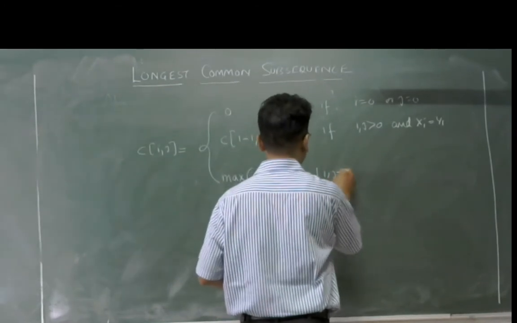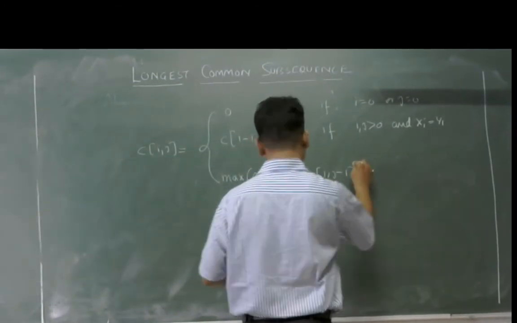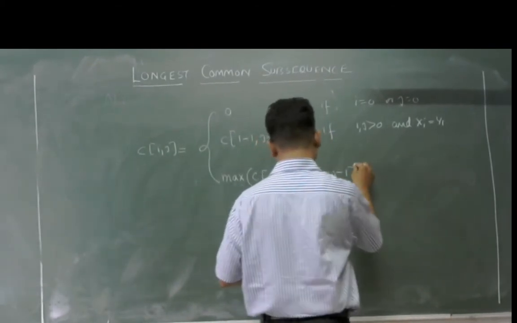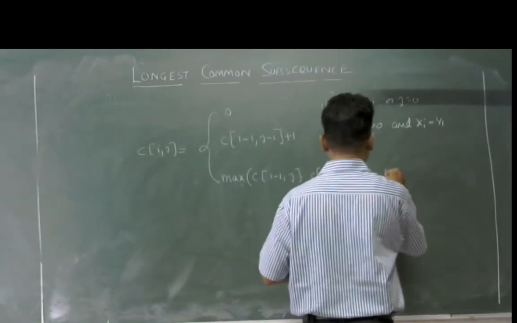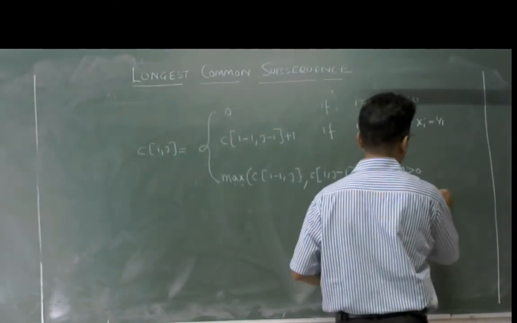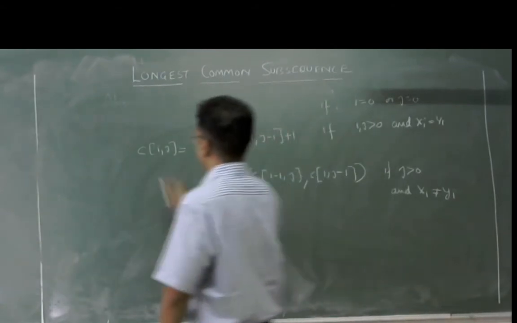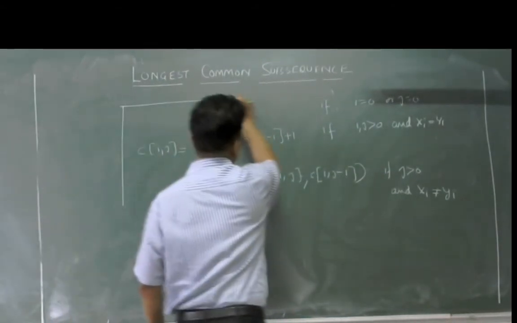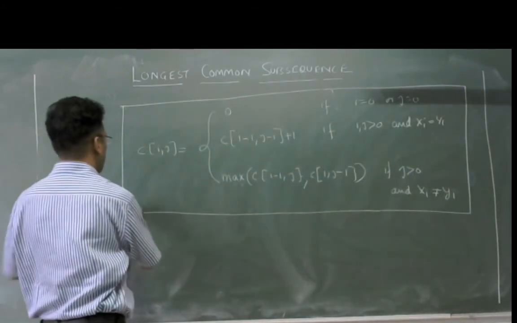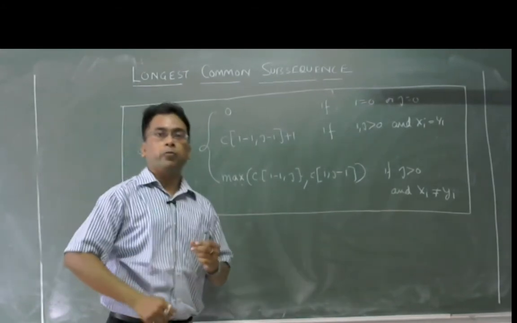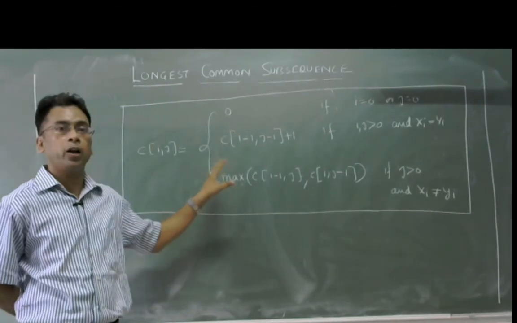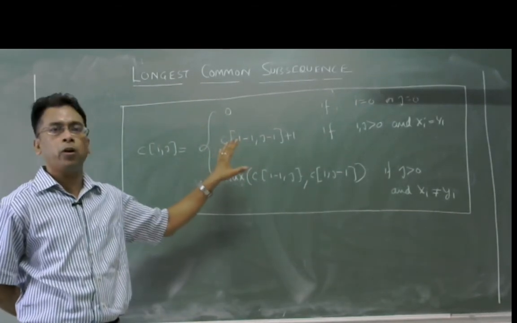C[i, j-1], sorry, if j is greater than 0 and xi is not equal to yi. This is the simple version of that algorithm. It says the same thing that the algorithm was defining, but this is the simple form or expression of that algorithm.